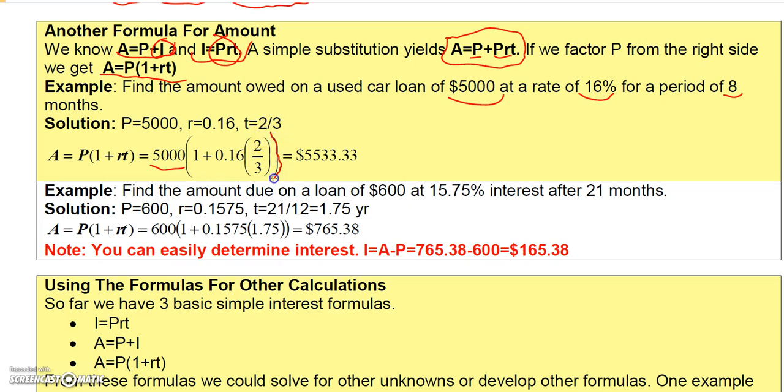Now here's the catch. You've got to be careful here and make sure you keep that calculation inside these parentheses here. So do this inside an outer set of parentheses. And anyway, when you do this calculation, you should get the same thing we got before using the formula amount equals principal plus I, or principal plus interest. So we get $5,533.33.